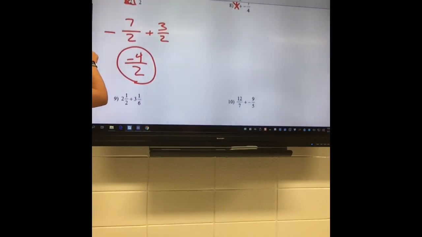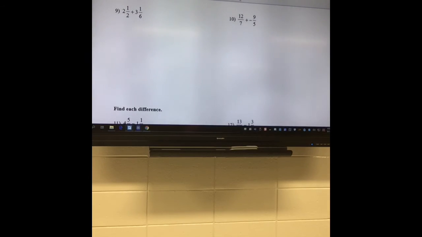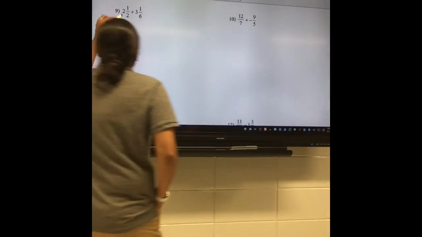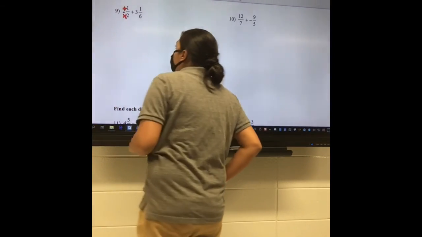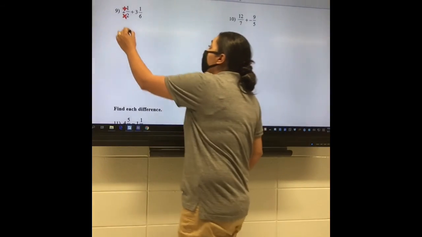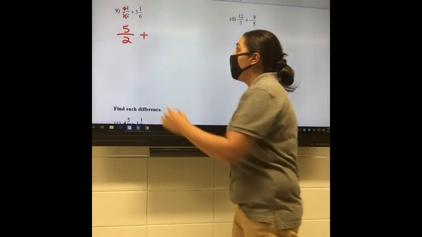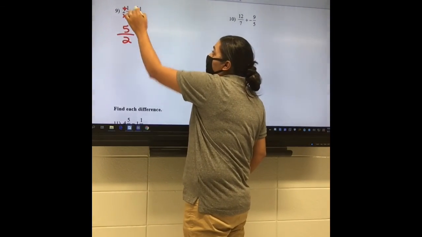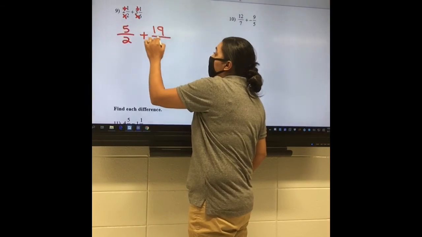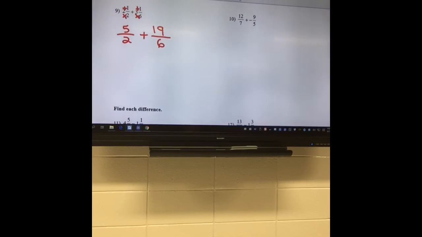Okay, look at 9. What type of fractions are those? They're both mixed. What do you need to do first? Convert. So 2 times 2 is 4 plus the 1, 5 over what? 2. Okay, convert the next one. 3 times 6 plus 1, 19 over 6. What do you need to check next? If the bottoms are the same. Are they?